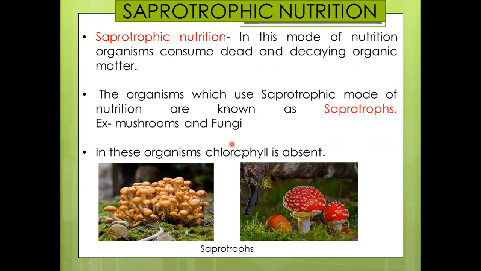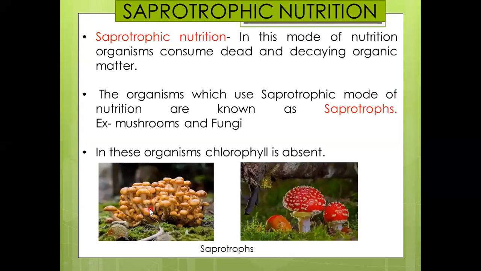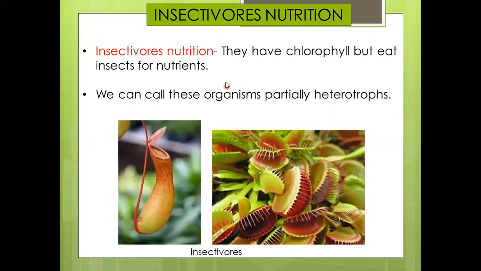As you know, in these organisms chlorophyll is absent. It makes sense because they are dependent on dead and decaying organic matter. So, as I said, they are also dependent on plants, because if plants don't provide food to those animals, and if they don't die one day, then even these organisms cannot survive. So chlorophyll is absent in them.